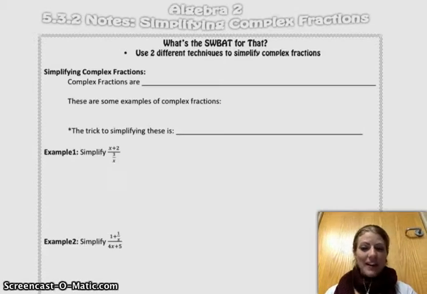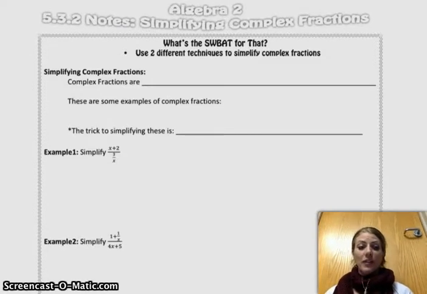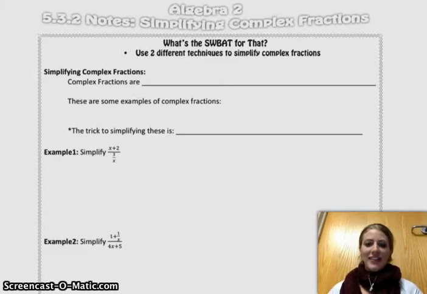Today we're going to talk about complex fractions, and I'm going to show you two different ways to solve them. You can choose which one you'd like, or you can use both of them, but not at the same time. So, let's get started.